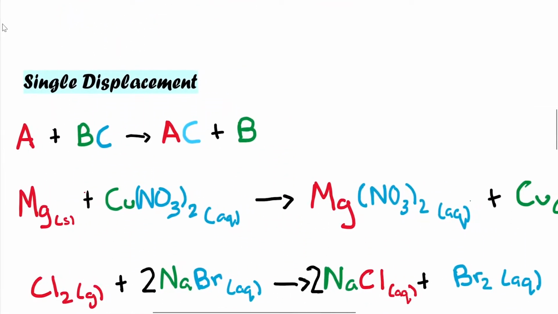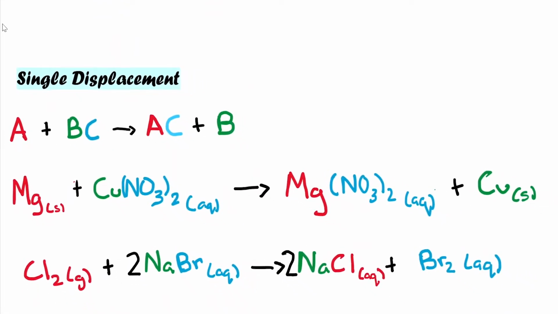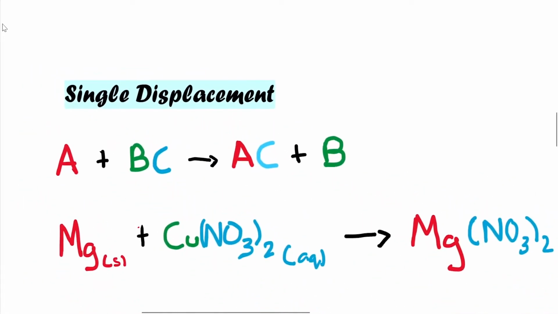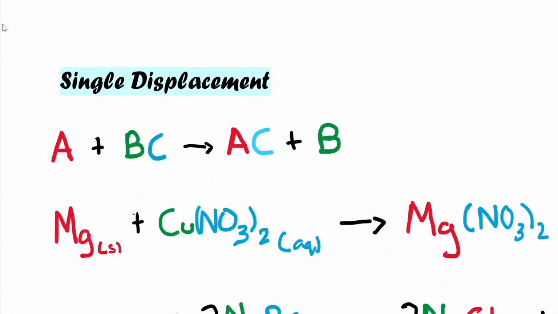The third type of reaction we have is a bit more complex. It's the single displacement reaction. And the single displacement reaction is a reaction where one element displaces another in a compound. So let's look at the general formula here. And here you have a bit of a unique one. It's A plus BC is going to equal AC plus B.